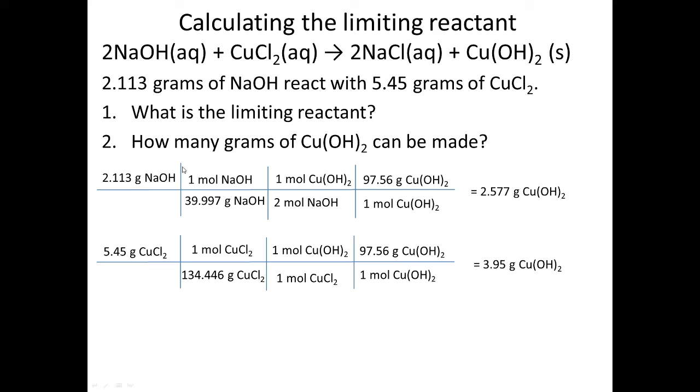So, what are my answers? Well, to answer question number 1, the limiting reactant has to be a reactant. It's the reactant that made less product. So I would write NaOH, sodium hydroxide. And how many grams of copper hydroxide can be made? Well, that's this over here, 2.577 grams of copper hydroxide, and that's what I'd put. There you go. That's the beginning of limiting reactant. One basic problem for you to go by.